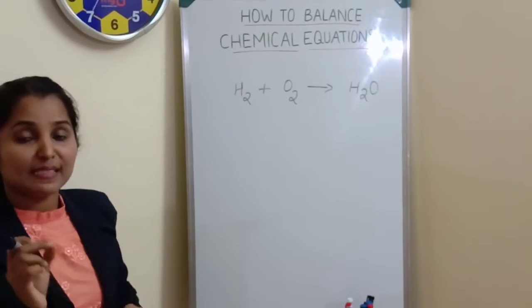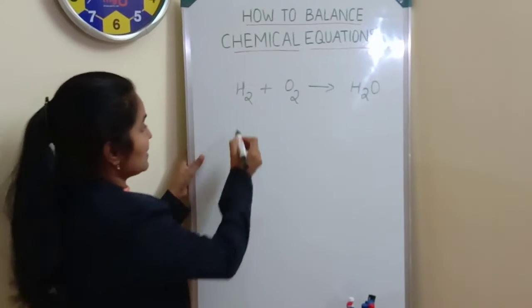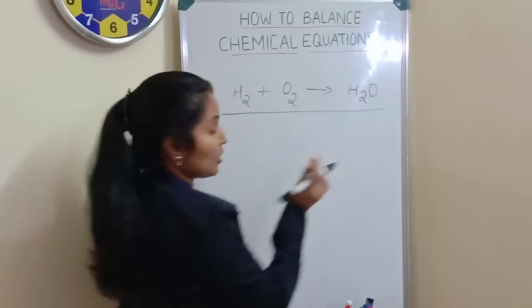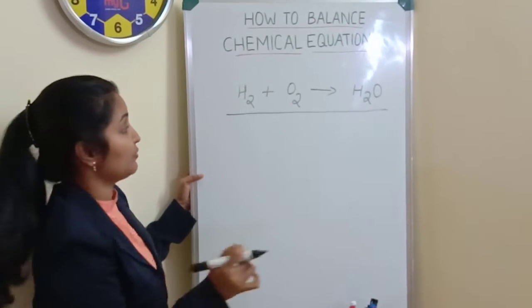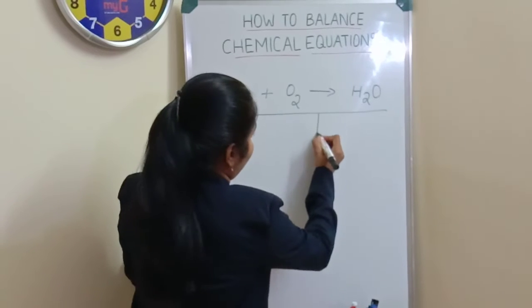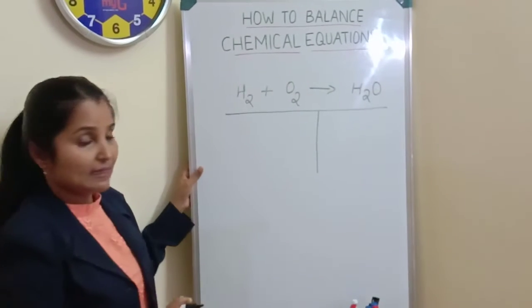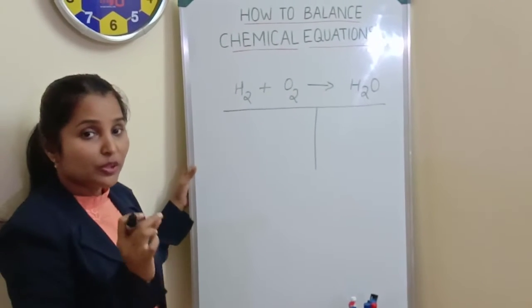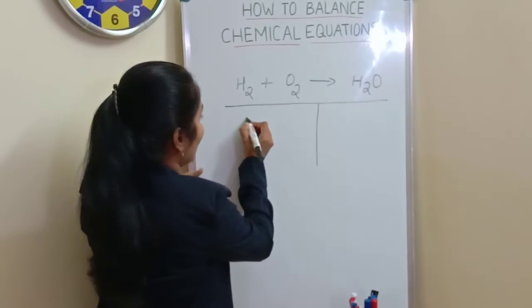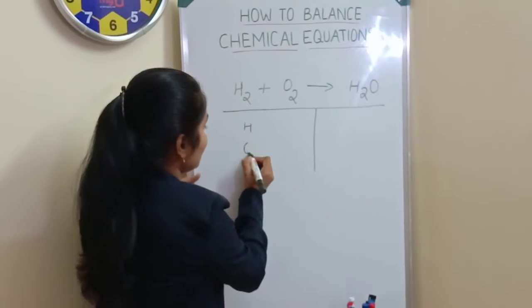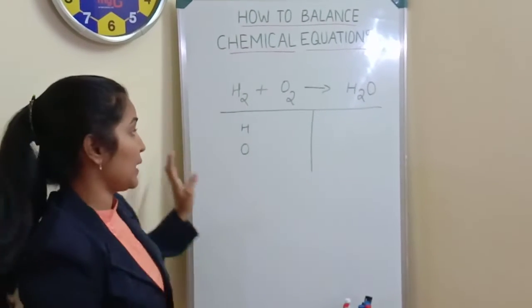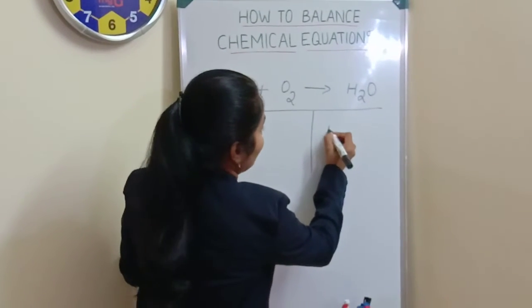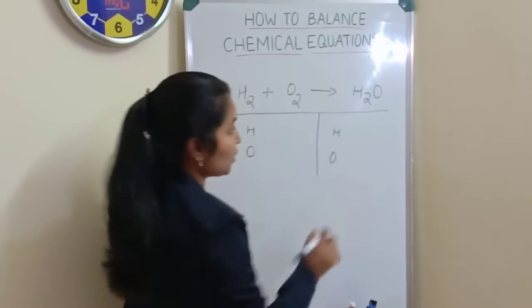So the first step in the balancing of the equation is to count the total number of each type of atoms present on either side of the equation. Now here in the reactant side we have 2 types of atoms present. One is hydrogen and the other one is oxygen. Of course, in the product side also the same 2 types of atoms are present. One is hydrogen and the other one is oxygen.